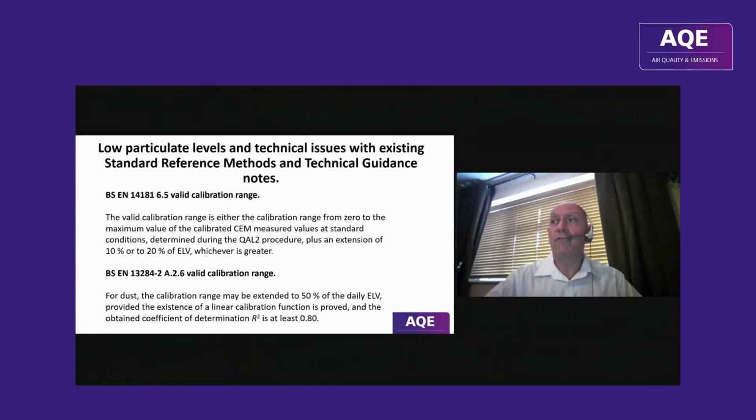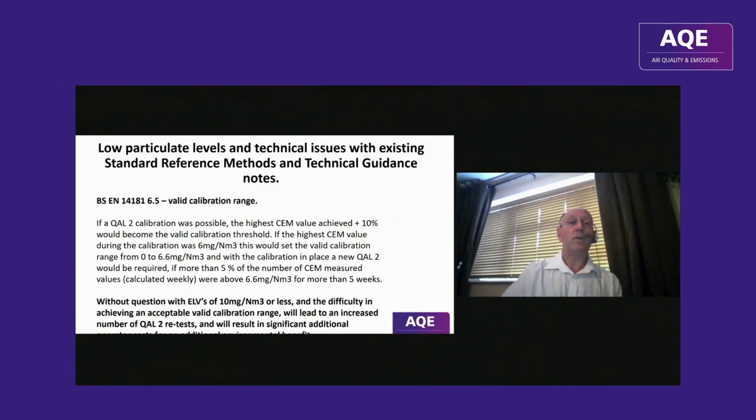BS EN 13284 Part 2, which is derived from 14181, provides guidance specific to dust measurements. In section 8.2.6, the valid calibration range, it gives an allowance for the difficulties with low dust calibrations. And so for dust, the calibration range may be extended to 50% of the daily emission limit value, provided the existence of a linear calibration function is proved and the obtained coefficient of determination R squared is at least 0.8.